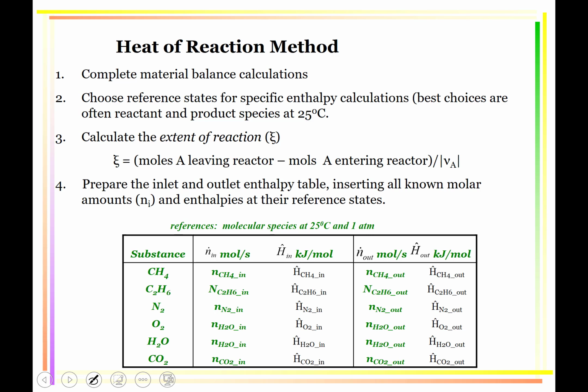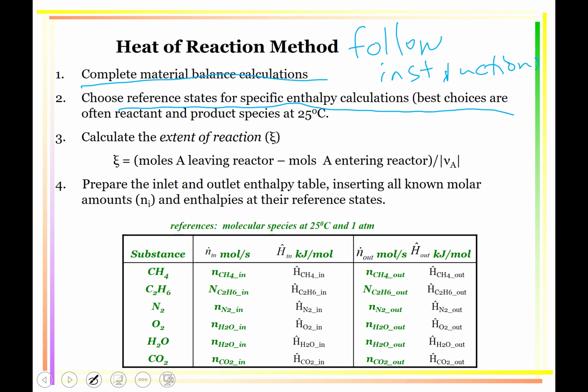All right, let's start with the heat of reaction method. Now, again, there are two methods here. Don't mix them. You need to follow the instructions so that you don't make a mistake. First, and it's assumed that you know how to do this from Chapter 4, complete the material balance calculations. Next, we choose reference states for specific enthalpy calculations. And when we have reactions, the best choices are often reactant and product species at 25 degrees C.